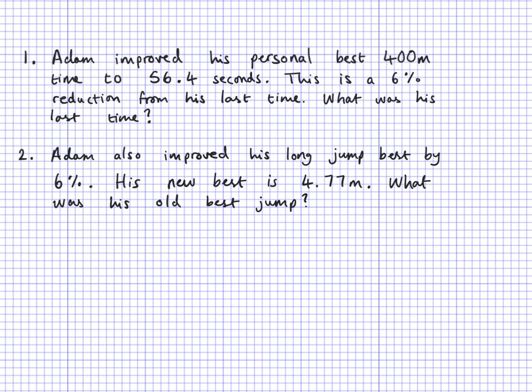Now here, this is saying someone has improved their personal best for 400 meters to 56.4 seconds. So their old personal best has been reduced by 6% to give you 56.4, okay, because that's better, a shorter time is better. And in this one, we've got someone that's improved their long jump best by 6%. So the new best is 4.77, and that's been increased from an old best, okay, so there was an old best, and that's been improved by 6%. That means it's got further by 6%, and that's 4.77 now.